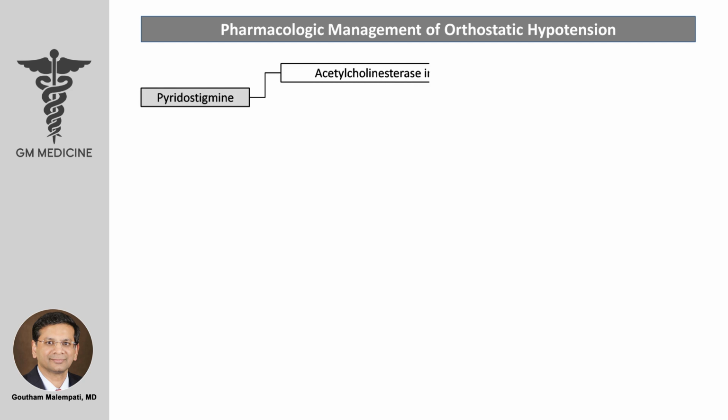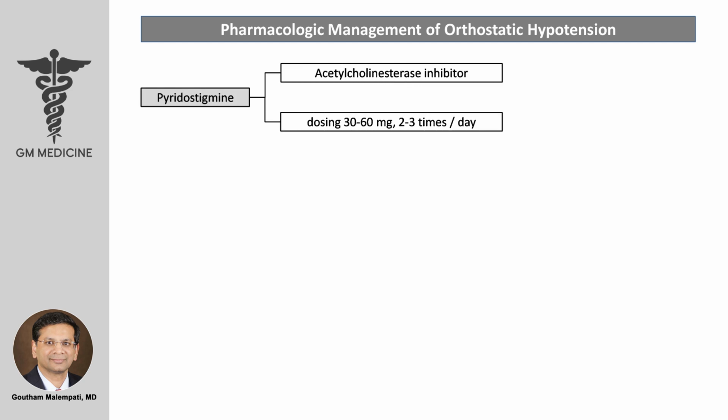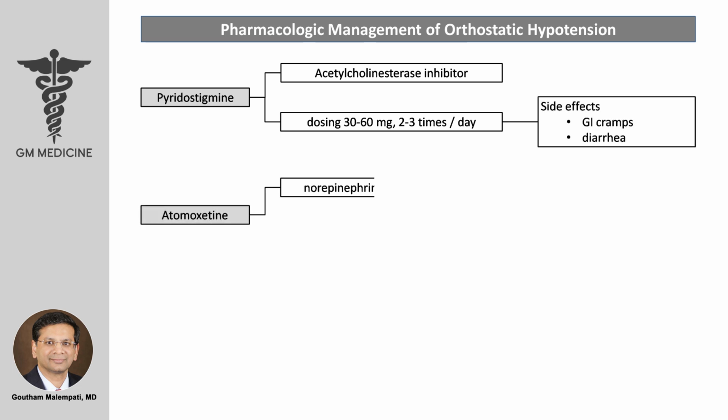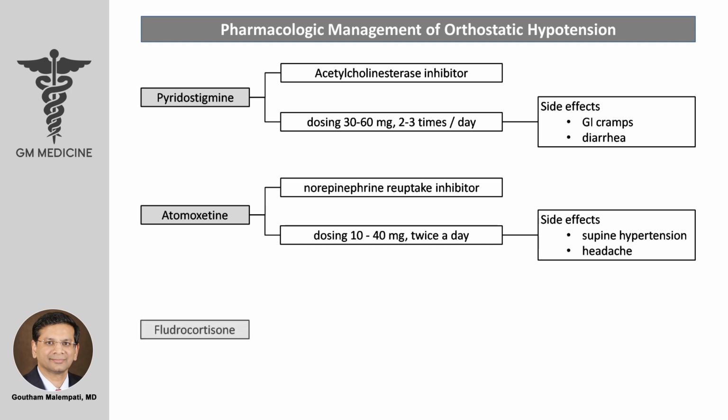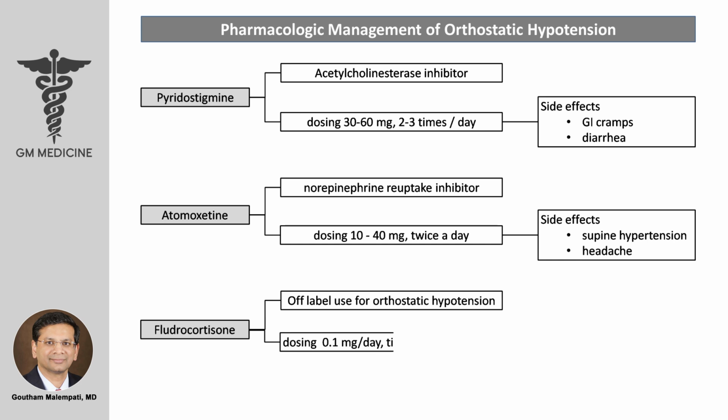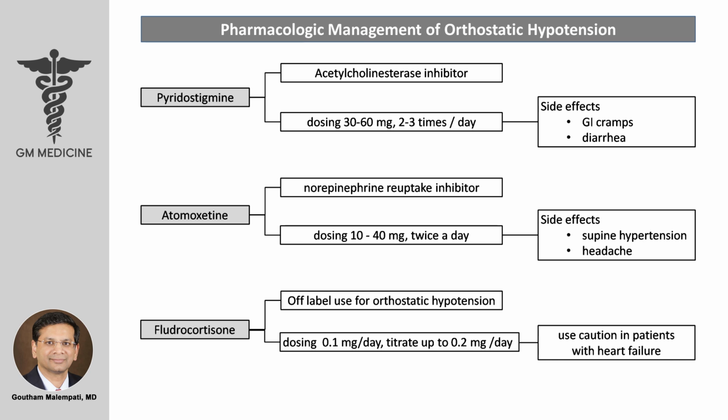Pyridostigmine, which is an acetylcholinesterase inhibitor, dosing 30 to 60 milligrams 2 to 3 times per day. Common side effects include GI cramps and diarrhea. Atomoxetine, which is a norepinephrine reuptake inhibitor, dosing 10 to 40 milligrams twice a day. Side effects include supine hypertension and headache. Fludrocortisone, which is an off-label use for orthostatic hypotension, dosing 0.1 milligram per day, titrate up to 0.2 milligrams. Use caution in patients with heart failure.